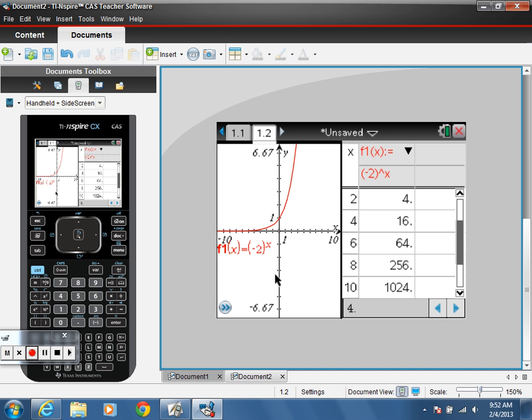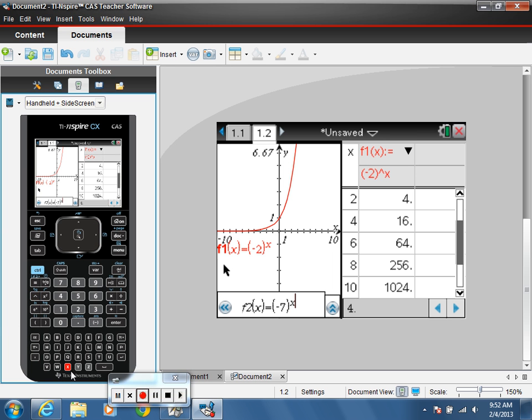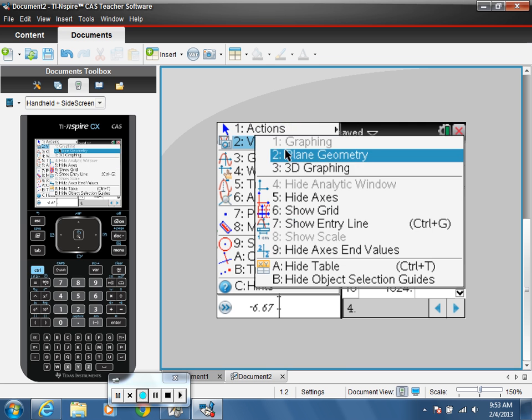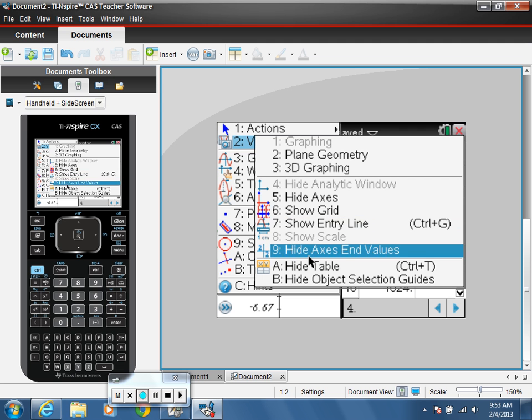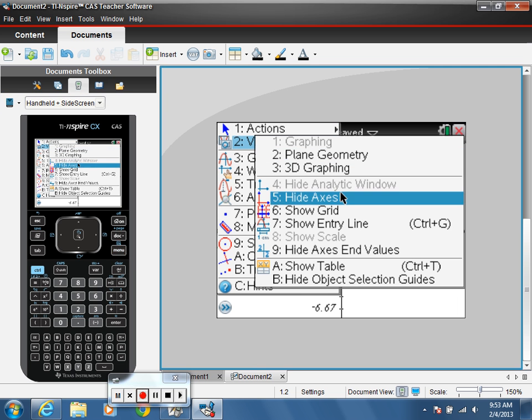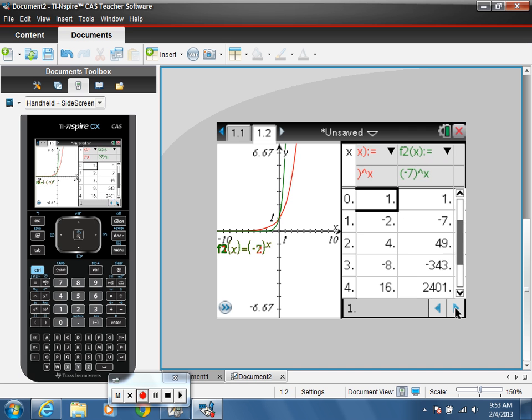Now they also would like me to look at, let me go back to the graph here, hit tab. It says negative 7 to the x, so parenthesis, negative 7, get out of the parenthesis, caret, x. Here's the next one, enter. Okay, your table should be here. I don't know if they're going to show them both or not. Menu, actions, view. I don't know where it shows me the table. There it is. Okay.